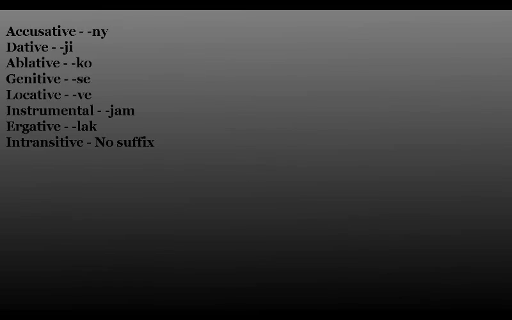Number 2, cases. Kanakian has 8 cases, which, if you didn't know, are these things that tell you what role a word plays in a sentence. The cases are accusative, dative, ablative, genitive, locative, instrumental, ergative, and intransitive, which are marked with suffixes, which are these bits you put at the end of a word, like able and unbelievable. They are marked with na, yi, ko, se, ve, yum, and lak in that order. The intransitive case is unmarked and it doesn't get its own suffix.